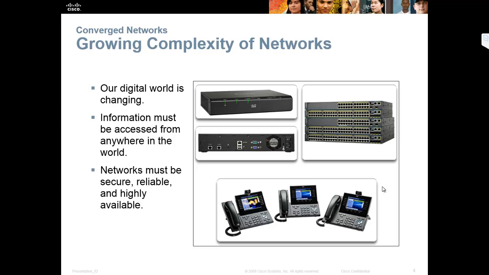All right, so convergence is basically the idea that we no longer have networks where just one type of data exists on that network. What I mean is now, even in medium and small businesses, you're finding networks where people use voice and data and they may also have video all on one network.